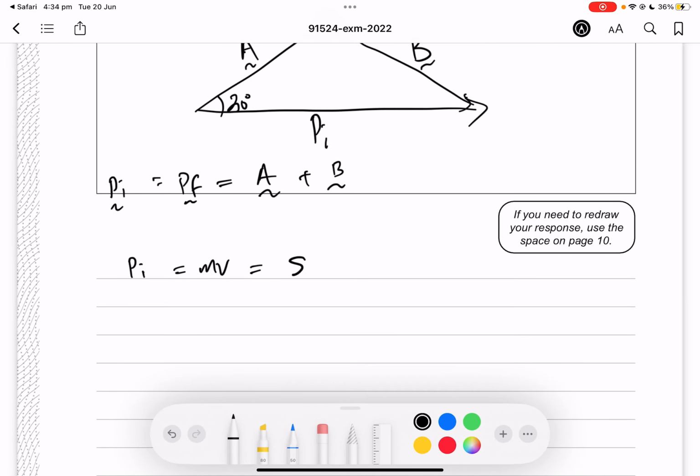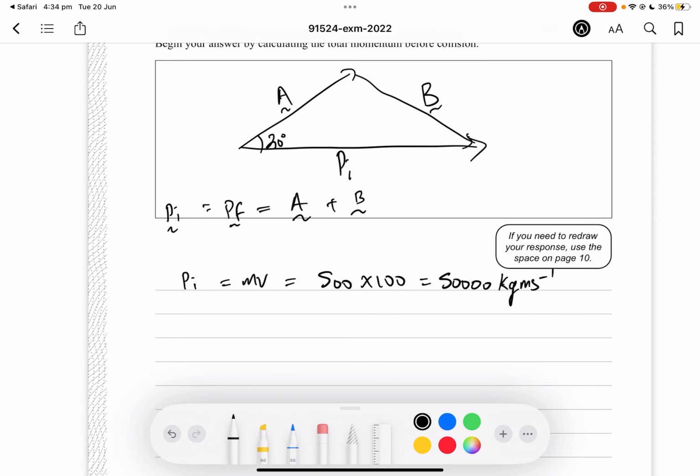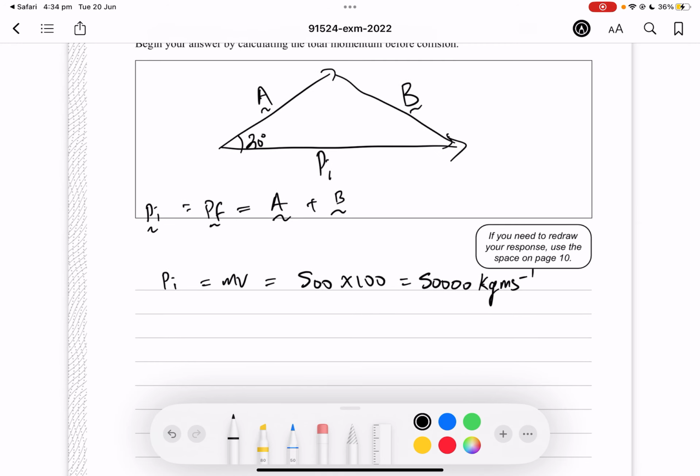So we have 500 multiplied by 100, which is 50,000 kilograms meters per second. So that's the initial momentum, and we know that this will be equal to the addition of the momentum of A plus the momentum of B in this vector diagram. There are quite a couple of ways you can solve this, so I'll show you two approaches.